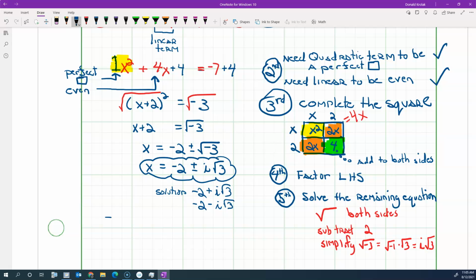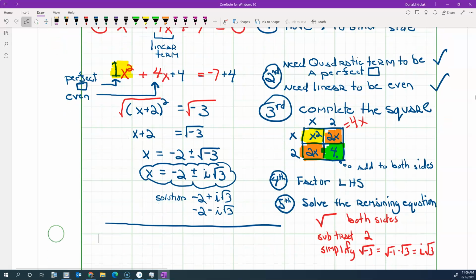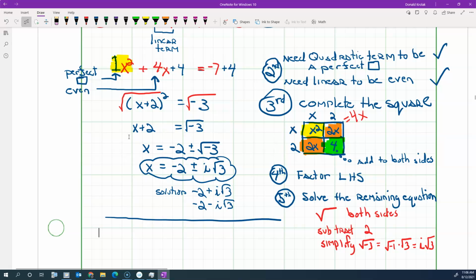All right, so there's an example where we didn't have to do anything to the equation. It was ready to go. Like a microwave dinner, you just pop it in the microwave and eat it. This one, we didn't have to do anything to it. We just could complete the square. All right, now the next one, you've got to do a little bit of prep work to it before you can complete the square. All right, so let's do that.